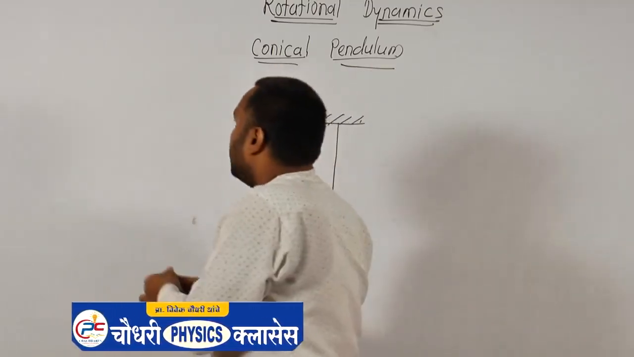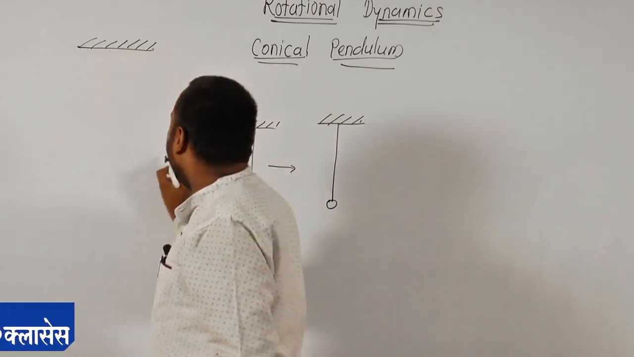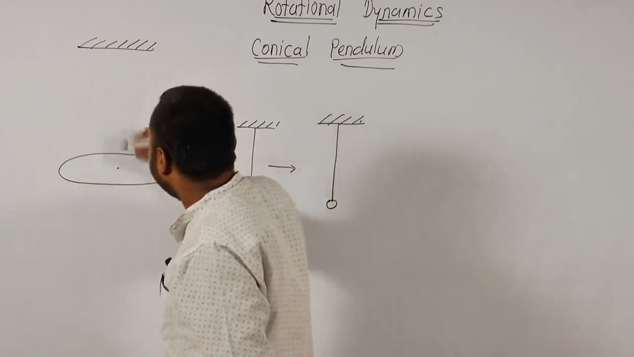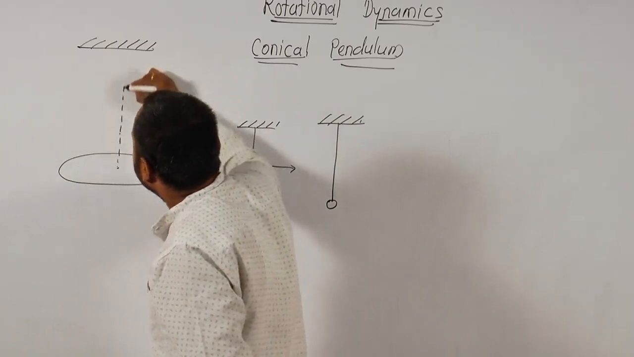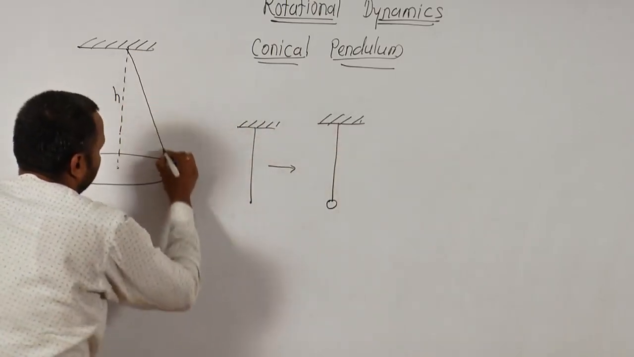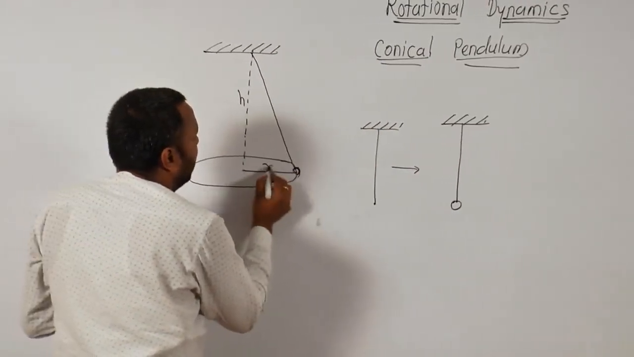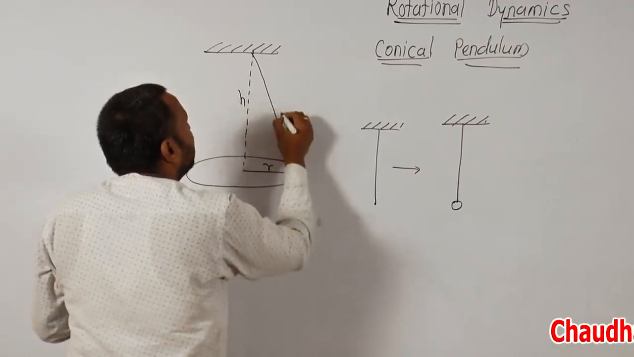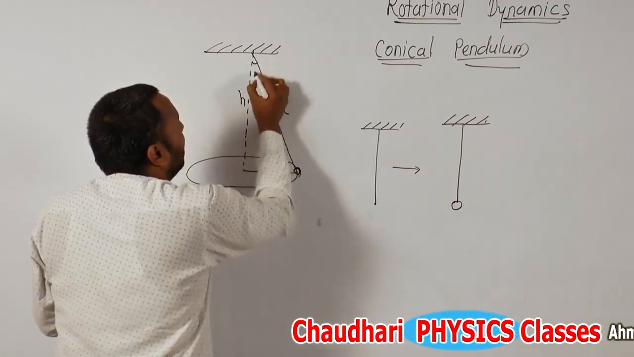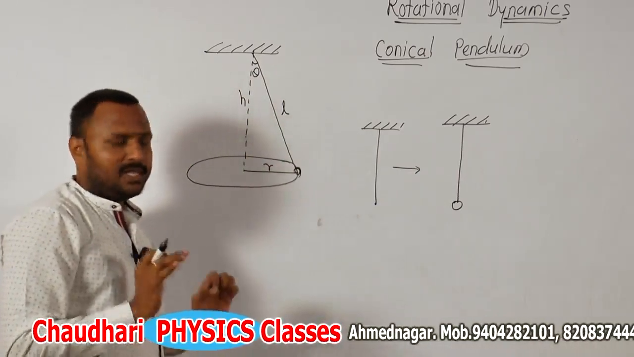Now here this is a fixed support, and this bob moves along a horizontal circular path. This is the center. Here this is the height h, and this pendulum is moving like this. This is a bob that moves along the circular path. Radius is r, height is h, and length is l. The angle made by the string with the vertical is theta. Then this pendulum is called a conical pendulum.